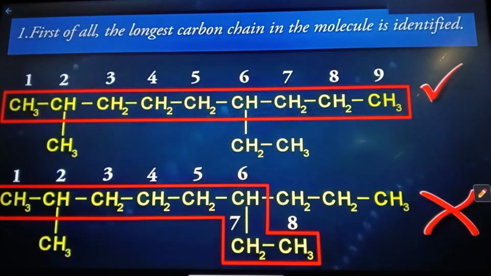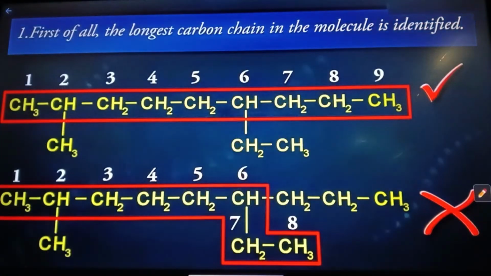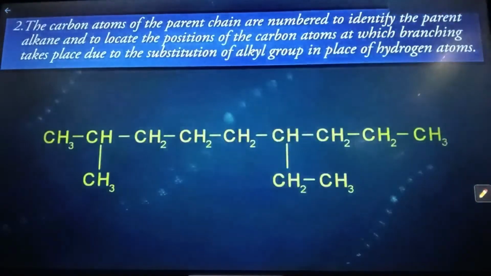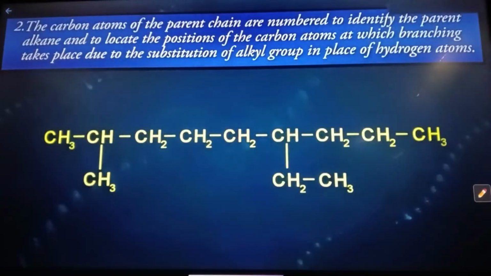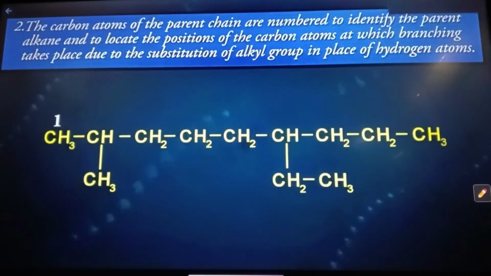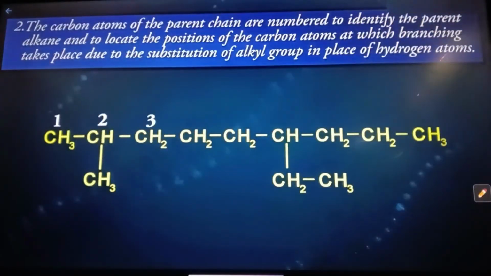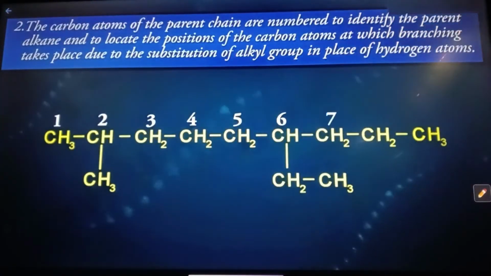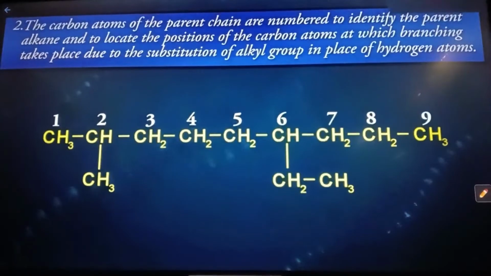Now, after identifying the longest chain, the next step is: 2. The carbon atoms of the parent chain are numbered to identify the parent alkane and to locate the position of the carbon atoms at which branching takes place.